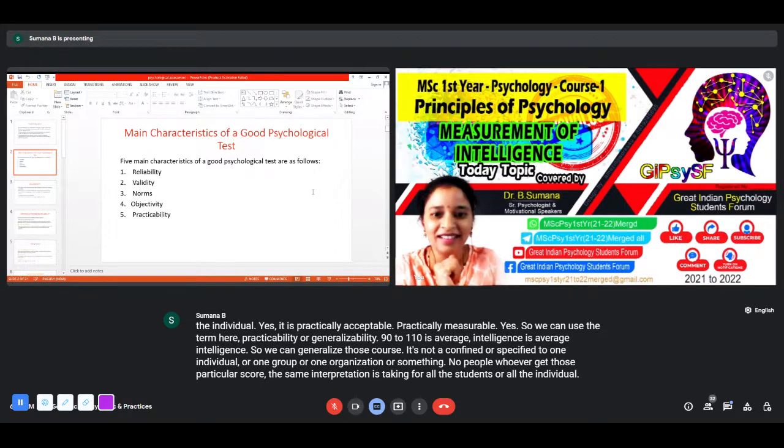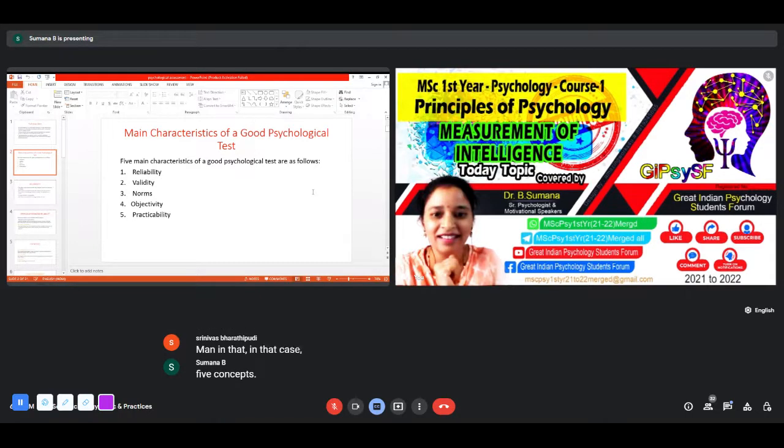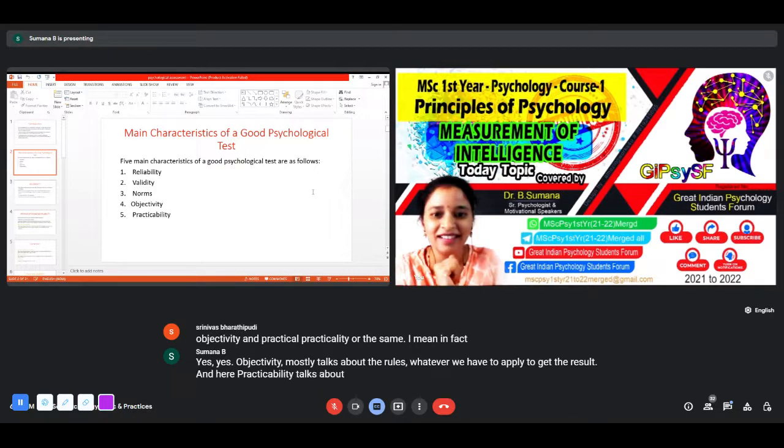Am I clear with the overview of these five concepts? In that case, objectivity and practicability are the same. I mean, they may be synonyms, in fact. Objectivity mostly talks about the rules we have to apply to get the result. And practicability talks about whatever result we get, how we are applying that, how we are interpreting it.